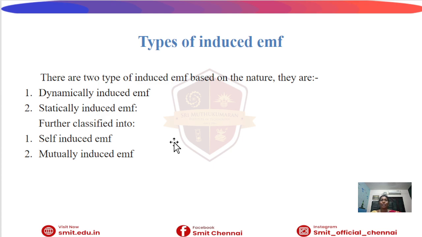Next is the types of induced EMF. There are mainly two types of induced EMF. One is dynamically induced EMF and the second one is statically induced EMF. Dynamically induced EMF is caused by physical movement. If I am moving this mouse towards me, or away from me, this is caused by physical movement. Then the conductor cuts the magnetic flux. This is the dynamically induced EMF.